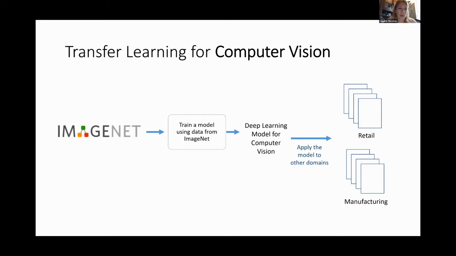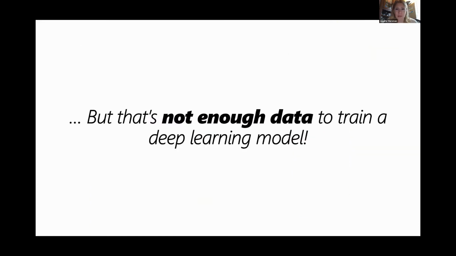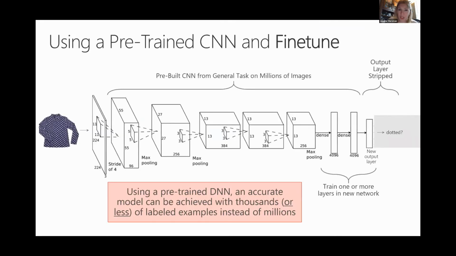So here's a quick example. If we had only, let's say, less than 2,000 images from a search engine, and let's say we manually labeled them either dotted, striped, or argyle, and we wanted to predict what new images were, that's great, but it's not enough data. Less than 2,000 data points is not enough to train a deep learning model. So instead, we can use a pre-trained convolutional neural network using one of these architectures, and then just retrain the end and accomplish it with much less data.